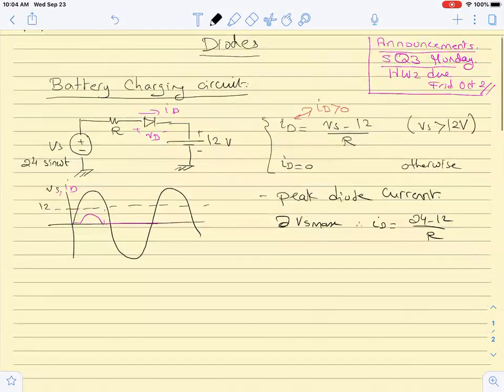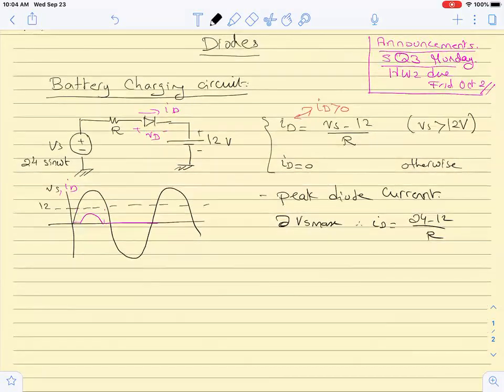Okay. And this is the first characteristic we looked at for the circuit. Another characteristic that we would like to look at for the circuit is the average diode current. In order to find the average diode current, note that it is not a sinusoid, it is partially turning on during the signal.